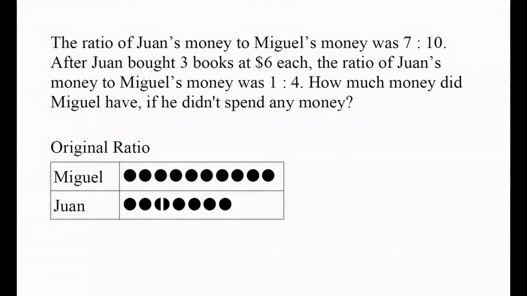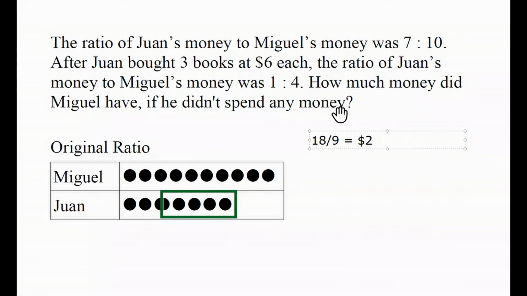So I split the third circle of Juan's money. And that's another way to say that Juan spent this much of his money on 3 books. Now I see 4.5 circles, which is the same as 9 half circles. So I'm going to take $18 and divide it by 9, and that gives me $2.